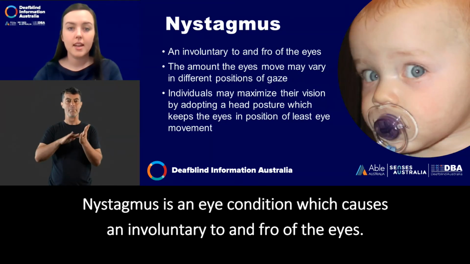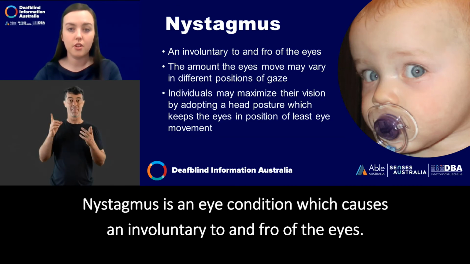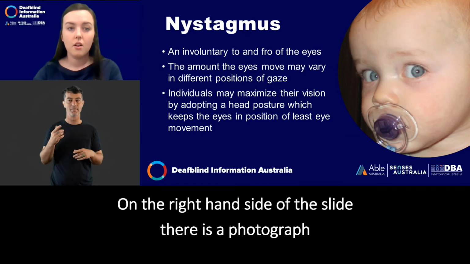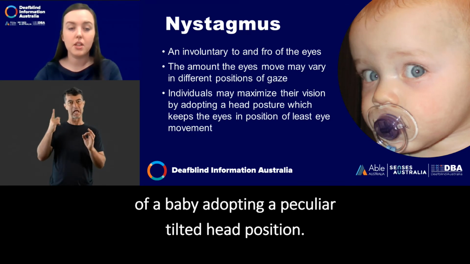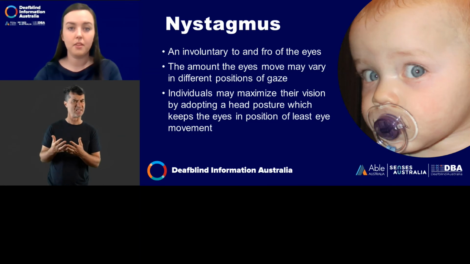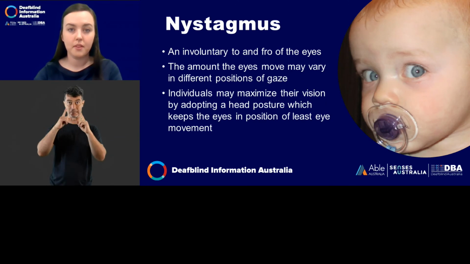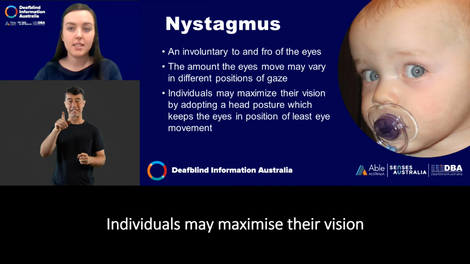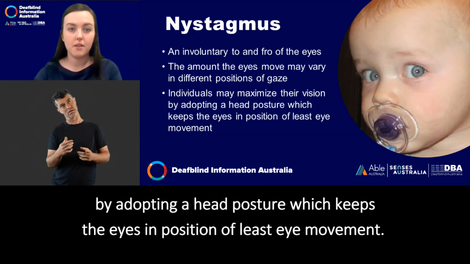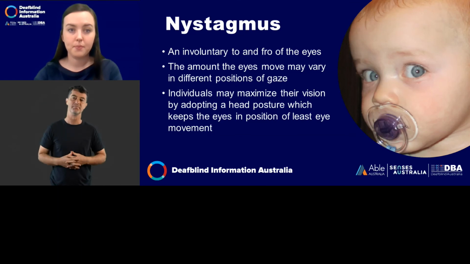Nystagmus is an eye condition which causes an involuntary to and fro of the eyes. On the right-hand side of the slide, there is a photograph of a baby adopting a peculiar tilted head position. The amount the eyes move for an individual may vary in different positions of gaze. Individuals may maximize their vision by adopting a head posture, which keeps the eyes in position of least eye movement.